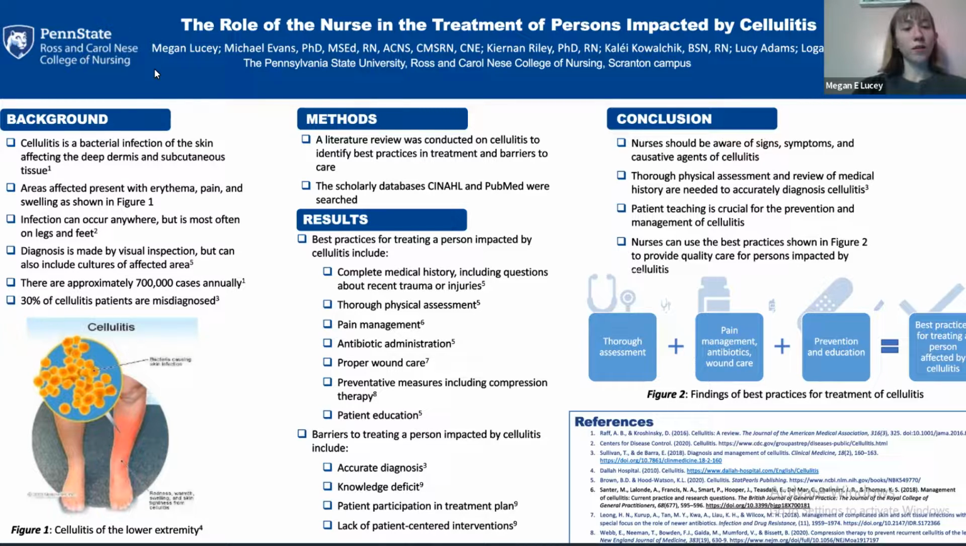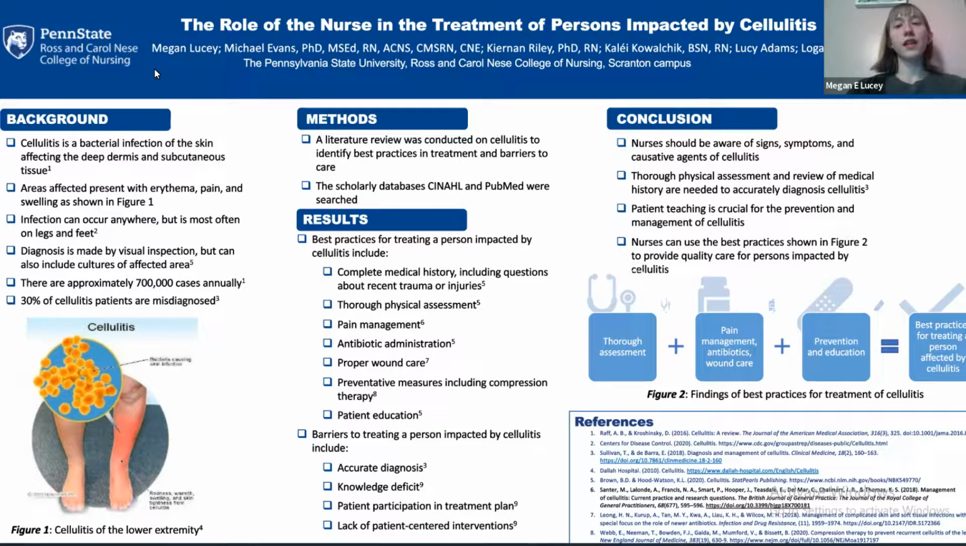Barriers to care were accurate diagnosis, because again, cellulitis is very misdiagnosed. Knowledge deficits, patient participation in the treatment plan, so working on preventing these types of issues from occurring, lack of patient-centered interventions.